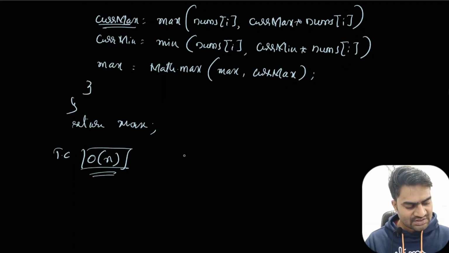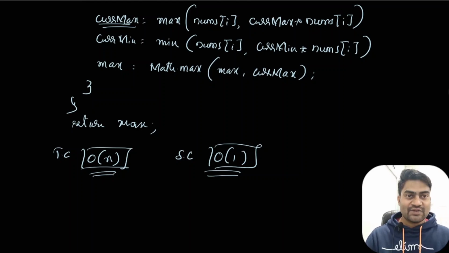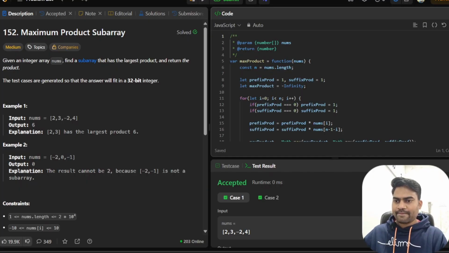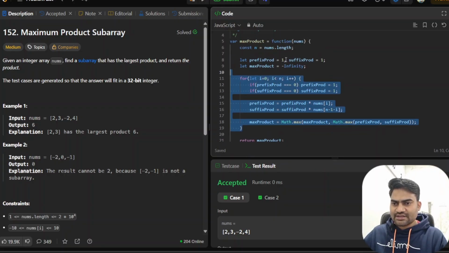So this is basically a linear time algorithm. Now the space complexity: since we are not using anything extra, it will be of constant space, O of 1. Okay, so with this, let us try to execute this and see. So here I will remove all these things.